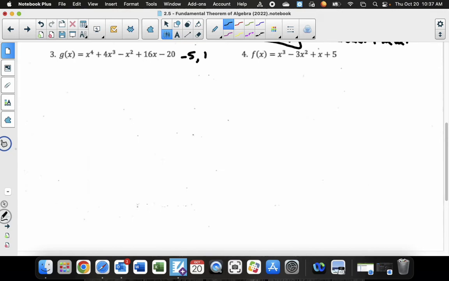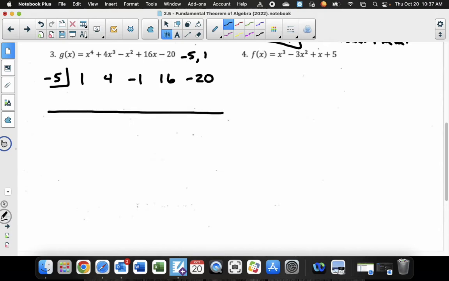Okay? Quick question. I'm going to go with -5 to start. When I go through and put the numbers down, do I need any zeros? Are there any missing terms? No. We've got an x to the 4th, an x cubed, an x squared, an x, and a constant. So we don't need any zero placeholders. So let's put the coefficients down. 1, 4, -1, 16, -20. And now we're ready to do the synthetic division.